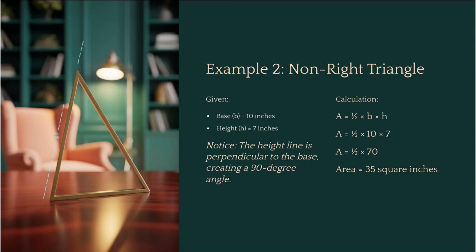Let's practice with a non-right triangle that has a base of 10 inches and a height of 7 inches. The calculation is half times 10 times 7. You can calculate this easily by taking half of 10, which is 5, and then multiplying 5 times 7. That gives us 35. So the area is 35 square inches. See? It's the same simple steps no matter the type of triangle.